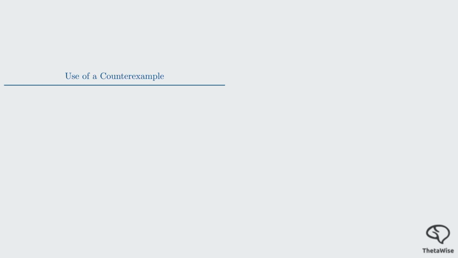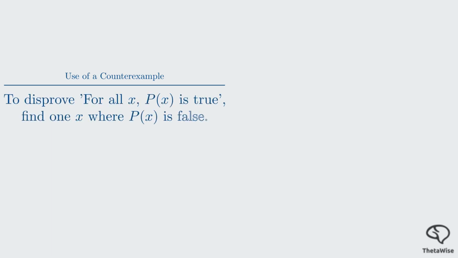Now, let's look at the most efficient way to disprove a statement, the counterexample. In mathematics, a universal statement claims that something is true for every single element in a set. To prove such a statement is false, you do not need a complex derivation. You only need to find one single case where the statement does not hold. Think of it like the statement, all swans are white. You don't need to look at every swan in the world to prove this is wrong. You only need to find one black swan.